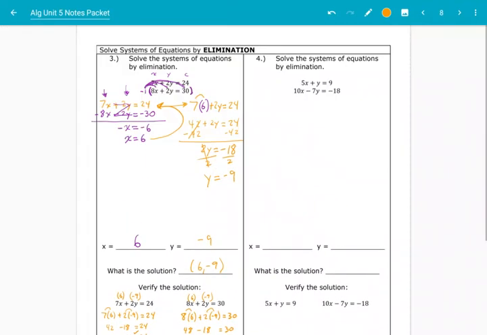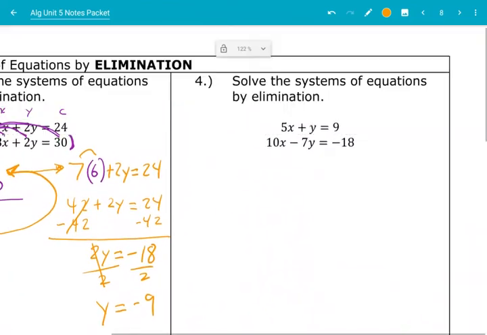I have a feeling this one's going to need a little bit of work. Yes, it is. Look at this. We have 2 equations here. These coefficients are different, 5 and 10, and the signs are the same. So that's not what we want. These coefficients are different, and the signs are different.